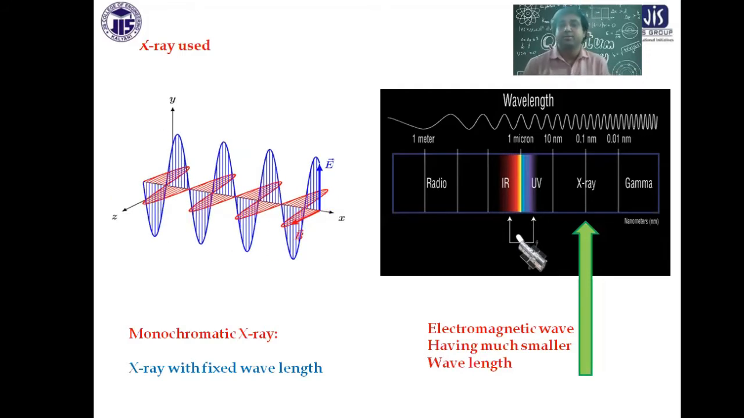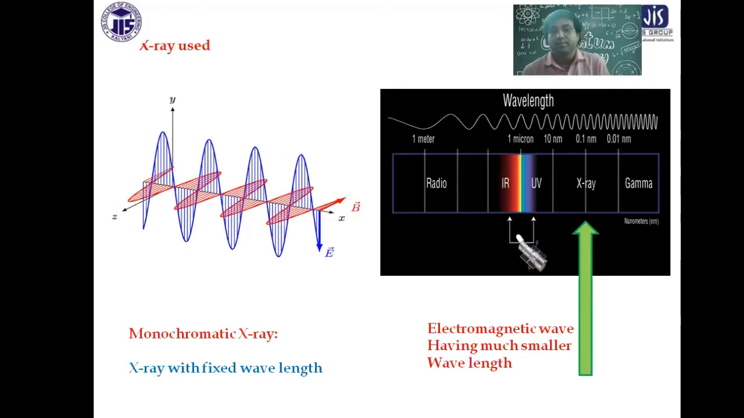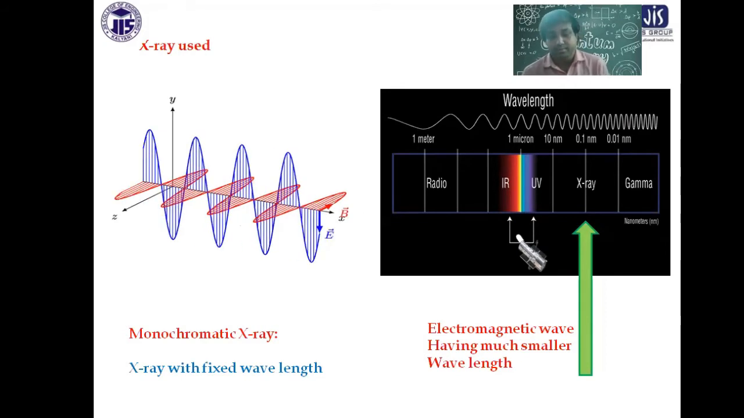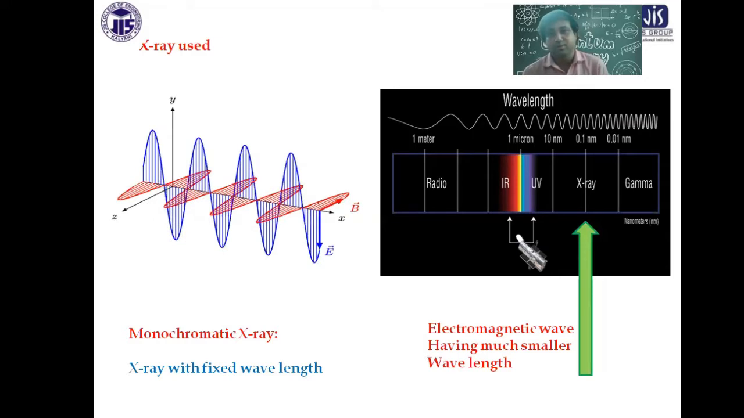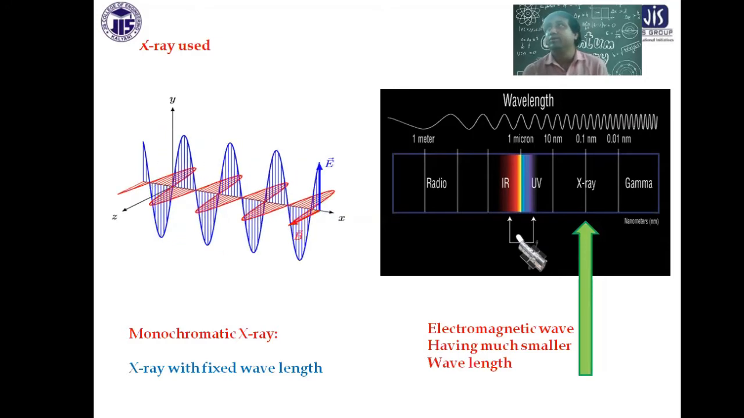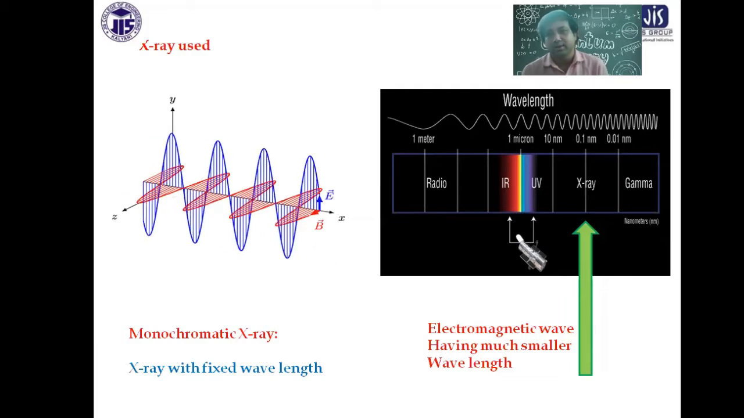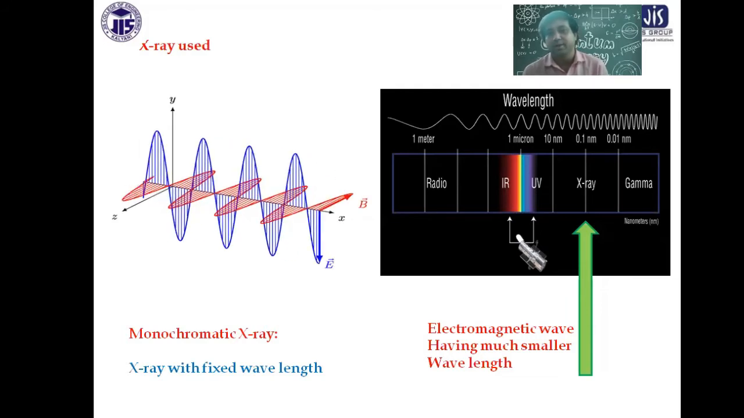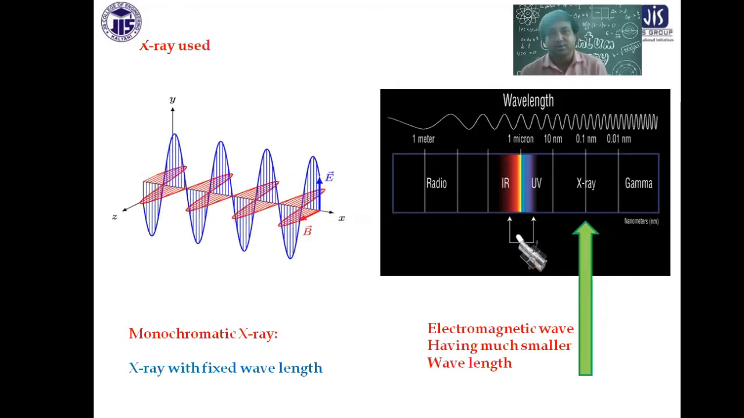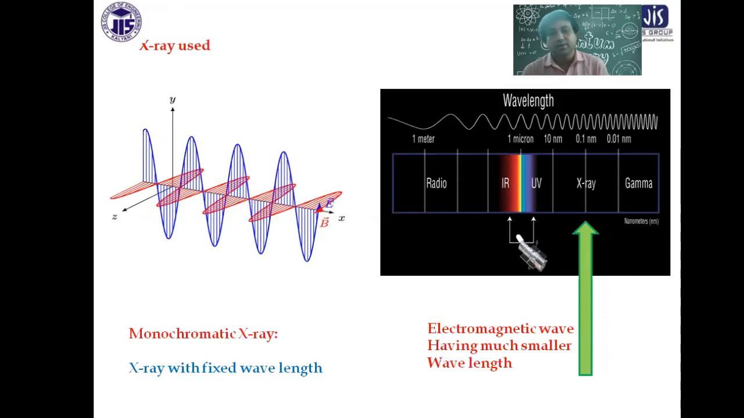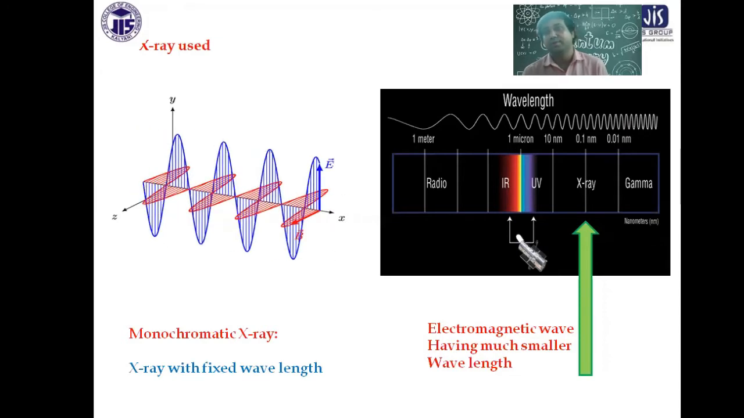The wavelength of X-ray will be between 0.1 to 1 angstrom. 0.1 nanometer means 1 angstrom. So it is 0.1 to 1 angstrom, that is the wavelength of X-ray. On the contrary, the wavelength of visible light is from 4,000 to 8,000 angstrom. So the wavelength of X-ray is 1,000 times smaller than that of ordinary light.